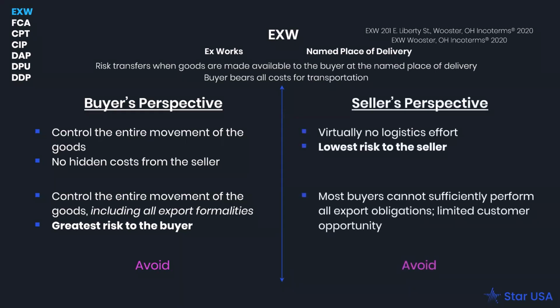Seller's perspective: Ex Works seems very, very easy on its face because there's no logistics effort and it provides the lowest risk to the seller. However, most buyers cannot sufficiently perform all export obligations, giving you limited customer opportunity and also accruing much of the regulatory risk that you have to have because of the regulations, even if it's not in line with what the Ex Works Incoterm states. So there's a misalignment in terms of who has which responsibility. And for that reason, I recommend that both the buyer and the seller avoid using Ex Works for actual transportation.